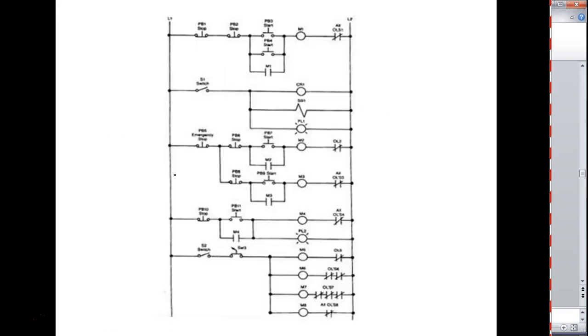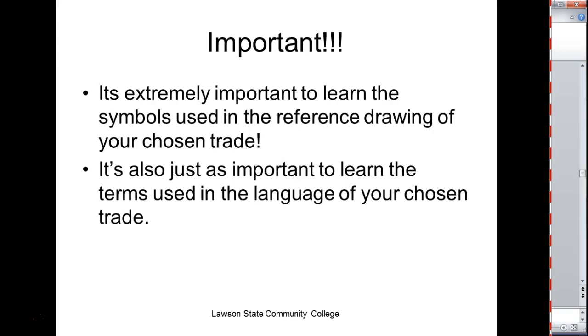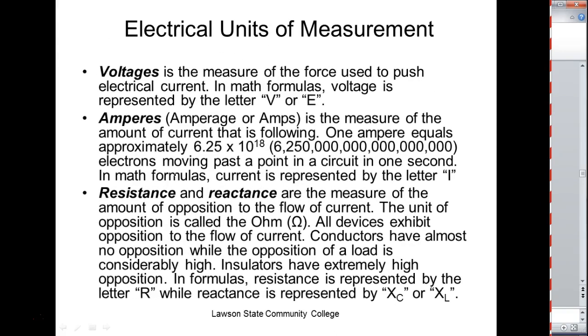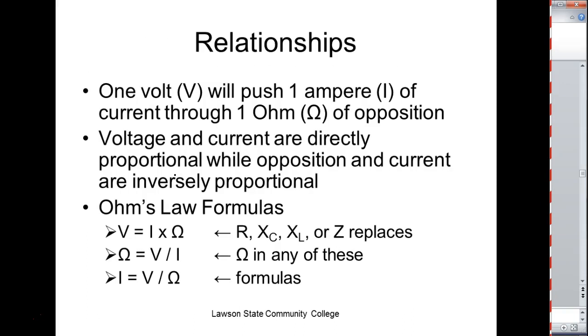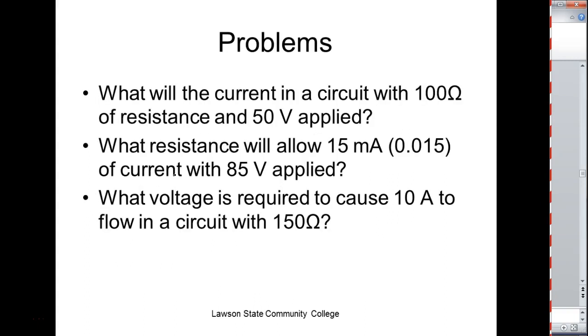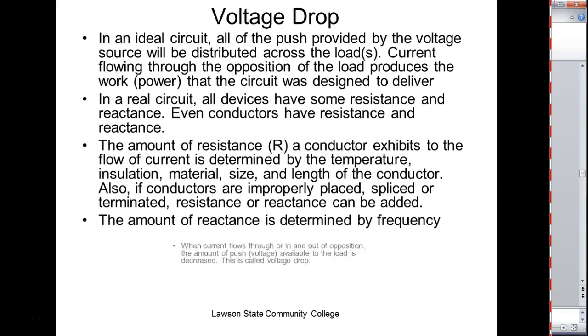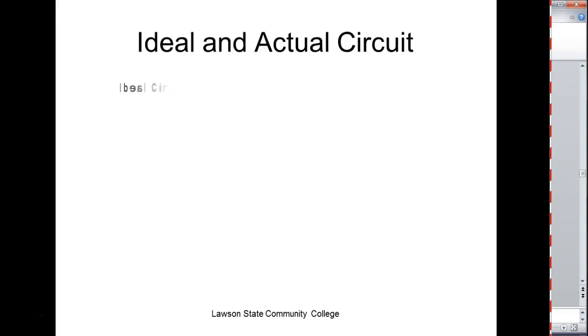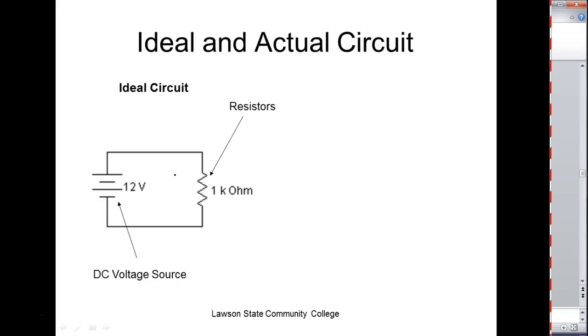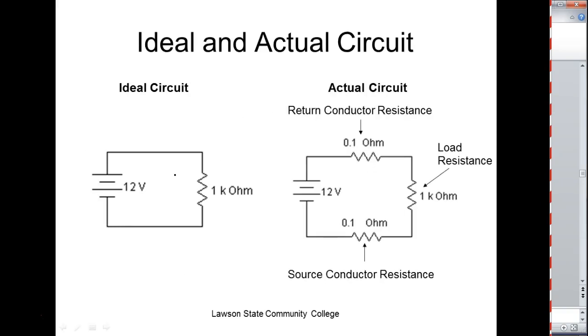Okay, so we looked at the symbols, we looked at the different types of diagrams where conductors are used. We talked about voltage, amps, and resistance. Then we talked about the relationship between volts and ohms. And then we didn't work the problem, but voltage drop, everybody okay? So this is an ideal circuit. And then this right here is an actual circuit. So conductors do have resistance.